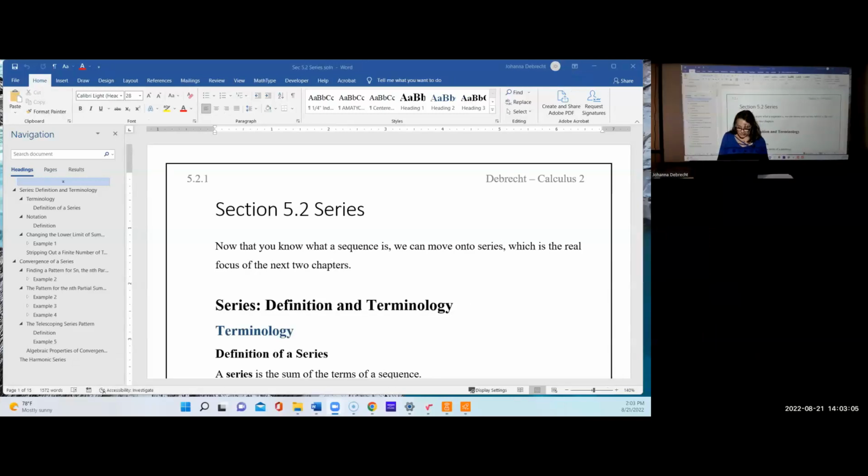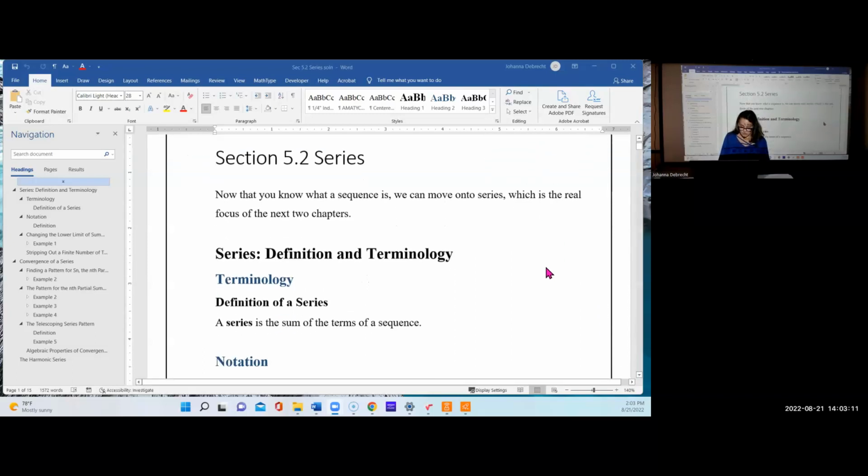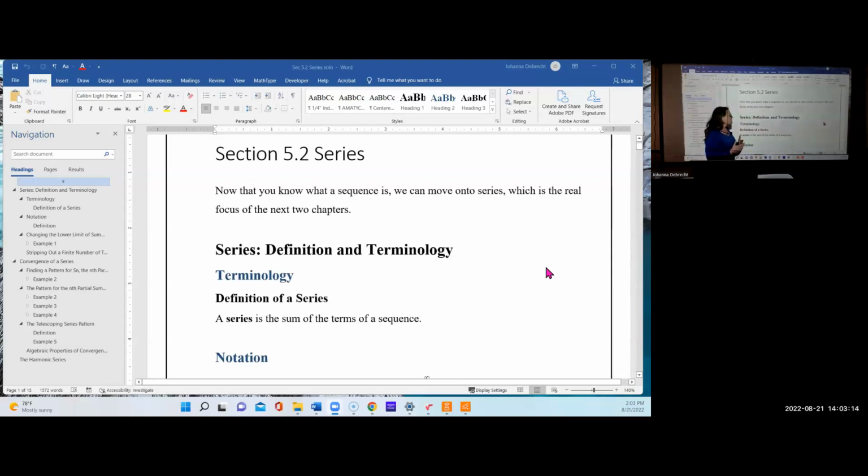What you see now are my lecture notes for the section 5.2 out of the OpenStax Calculus book, volume 2. Now that we've discussed what a sequence is as an ordered list of values, we can move on to what a series is. A series is the real focus of chapters 5 and 6 in the OpenStax series. All textbooks tend to cover these topics in two different chapters, one focusing on the rules for deciding whether or not a series converges, and another for dealing with what are known as power series. First, we need to define what the series is and work through some of the terminology.